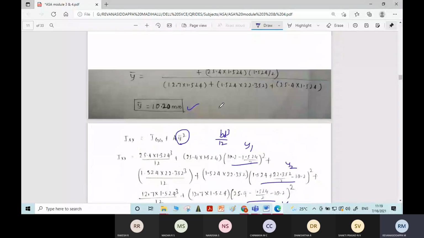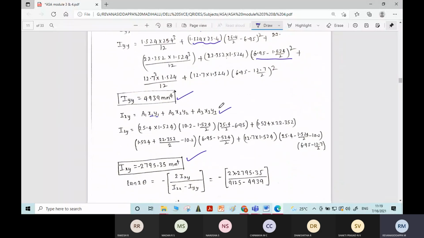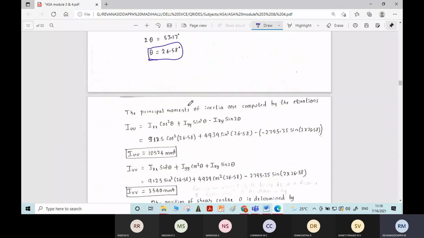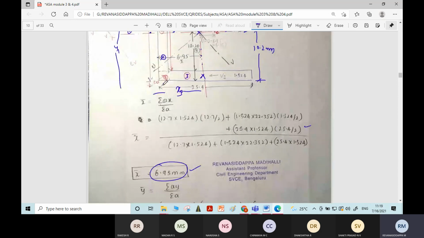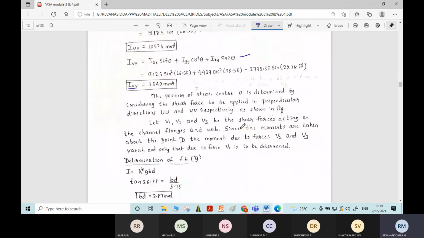So the first step is to find the centroidal distances x bar and y bar. Then you need to find Ixx, the moment of inertia about the x-axis, and about the y-axis, then the moment of inertia about the principal axis. You need to find Ixy. After that, you need to find the principal moments of inertia, that is Iuu and Ivv. We have the direct formula, you need to remember it. By substituting, you will get the moment of inertia about the u axis and v axis.